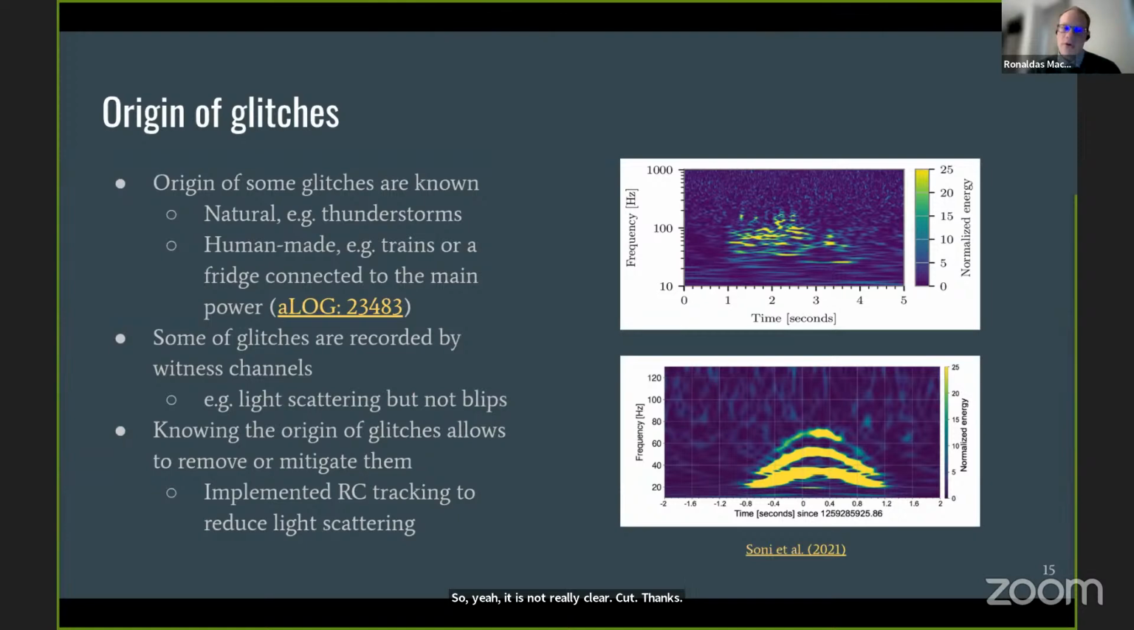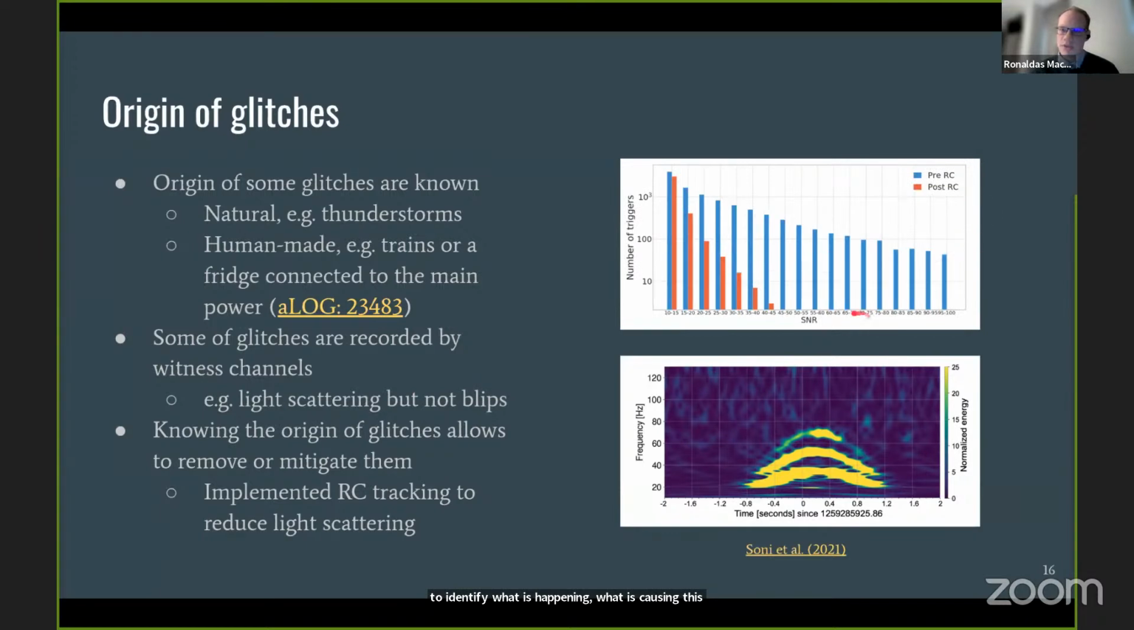The good thing about some of these glitches is that when we are able to identify what is causing them, we are able to mitigate them. And this plot actually shows quite well what was done in the third observing run for the LIGO detectors. We implemented RC tracking, which is used to reduce these types of glitches. This plot shows the SNR of these glitches before the RC tracking was implemented, and then after, with the red line.